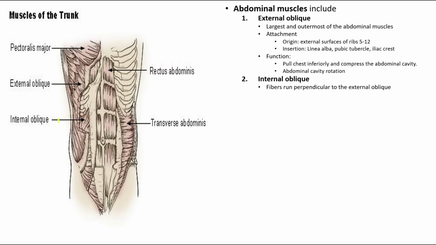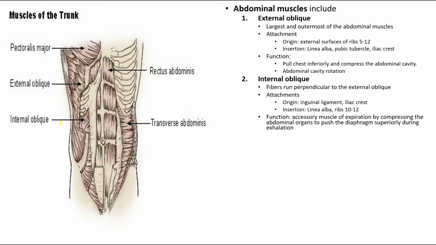These function to pull the chest inferiorly and compress the abdominal cavity, as well as rotate the abdominal cavity. Deep to the external obliques, we have the internal obliques, and whenever you're in lab, pay attention to the direction of the fibers, because the fibers on the internal oblique are going to be perpendicular relative to the external oblique. The internal oblique attaches to the inguinal ligament and the iliac crest, as well as inserts on the linea alba and ribs 10 through 12. The internal oblique is an accessory muscle of expiration, which compresses the abdomen to push the diaphragm superiorly during exhalation.